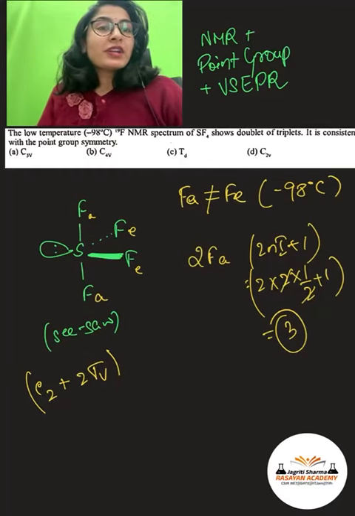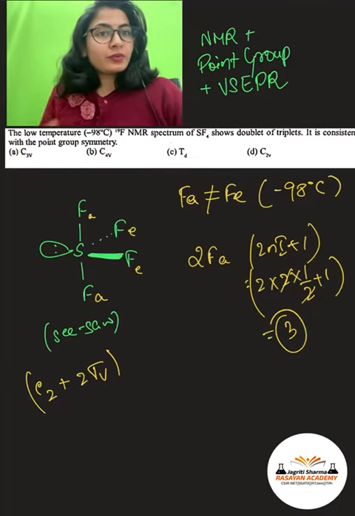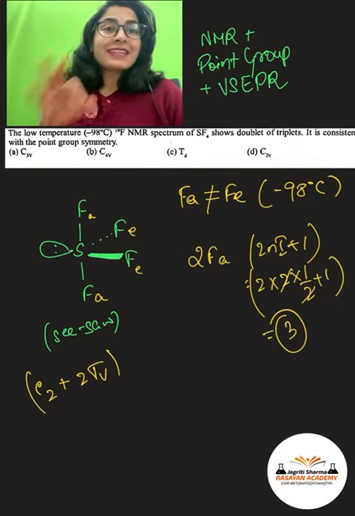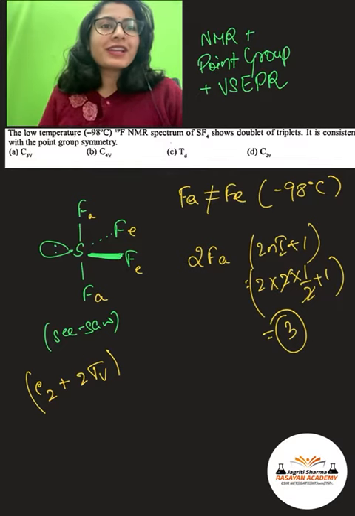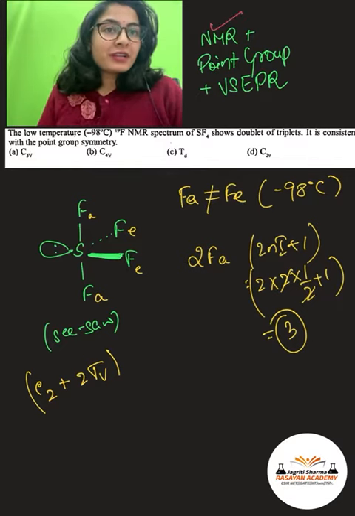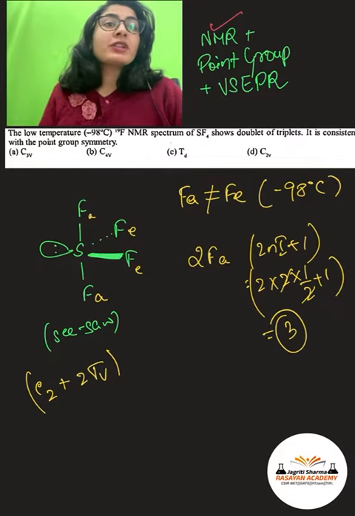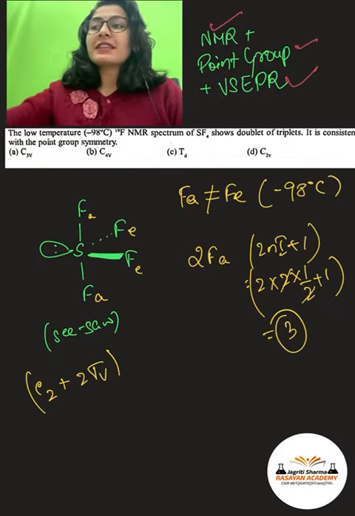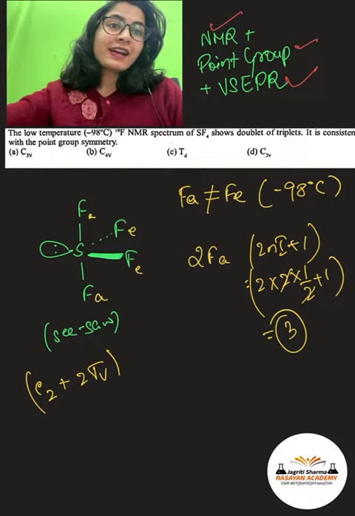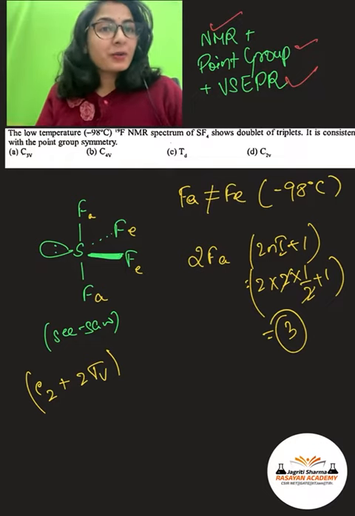Hi all. So let's try to answer this particular question. Now, if you read this question properly, you'll see कि इसमें तीन concept एक साथ पूछ लिए हैं. Proton, the 19F NMR spectroscopy question, point group as well as VSEPR. So all these three are asked within the same question, right?